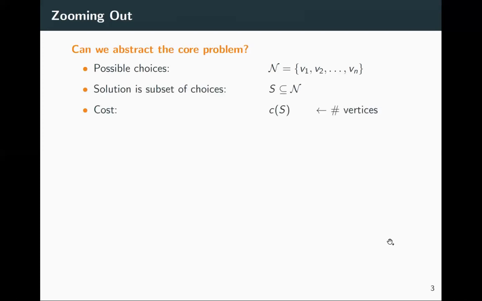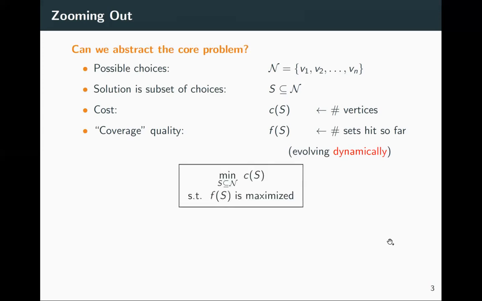For us, it's just the number of vertices in that subset. There's a notion of coverage quality associated with every solution. In our example, it's the number of sets that you've hit in this solution. And crucially, this notion of what it means to cover is changing over time. Now, this is our problem. We're solving a min-cost subset selection problem, subject to the constraint that a function f is maximized.